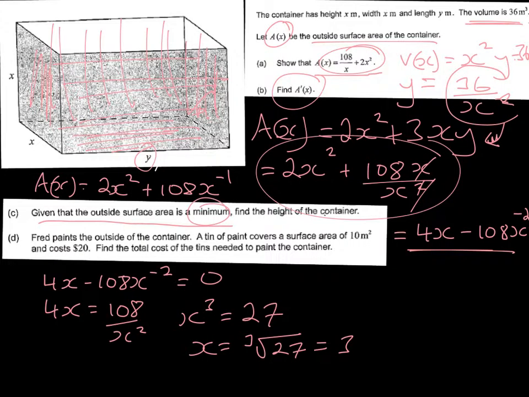I can check that it is a minimum by looking at points either side of it. If I found the derivative A dash of 2 and substituted that in, it would give me a negative value, and similarly A dash of 4 to the right of it would give me a positive value. Because the signs are changing, I can confirm that that is indeed a minimum.